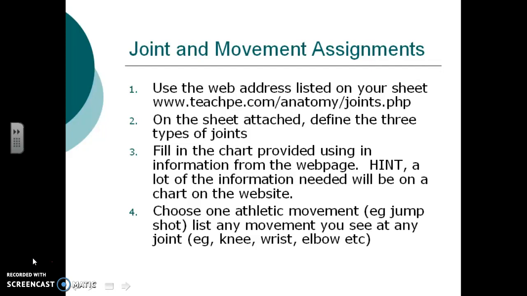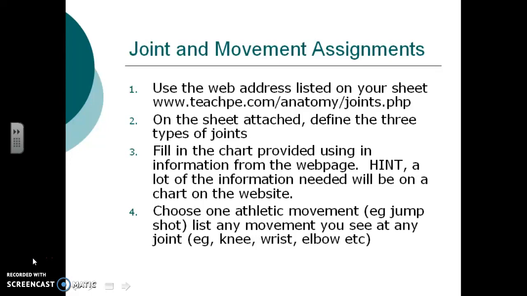So on the sheet attached, I want you to define the 3 types or categories that we just talked about. So we've got fibrous, we've got cartilaginous, and we've got, what was the third one? And we got synovial. See there, I even forgot. So you're just going to define the 3 types of joints. They're right on the sheet, so it shouldn't be terribly hard.